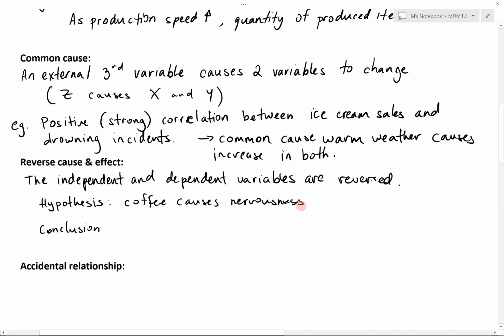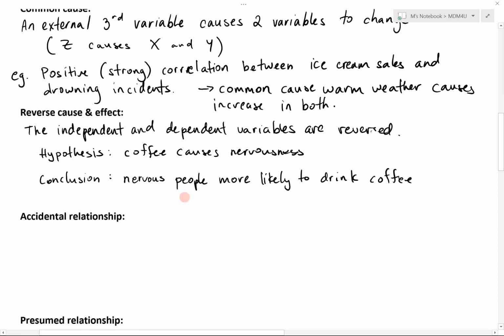But in a reverse cause and effect, this would be akin to saying nervous people are more likely to drink coffee. So you may have started off with a claim saying coffee causes nervousness, but after you do your study, you found the relationship between the variables, and you might conclude that the reverse was true. Nervous people are more likely to drink coffee.